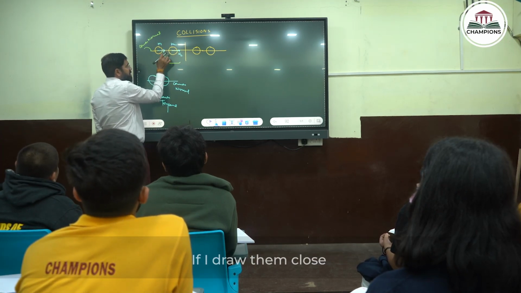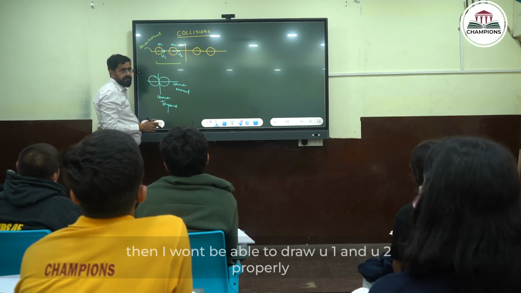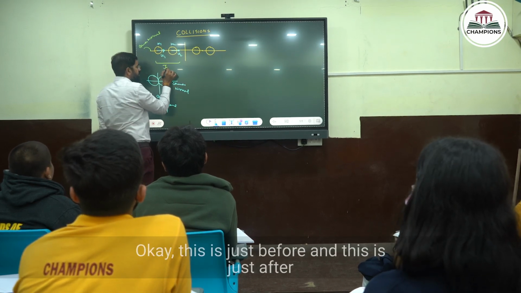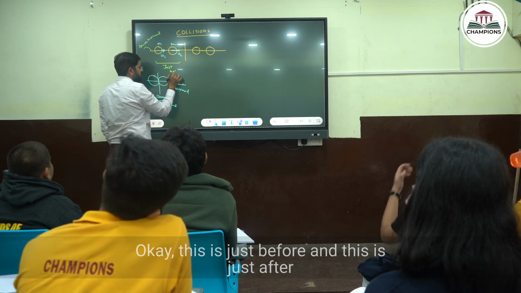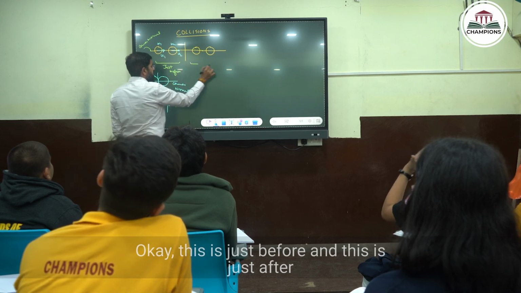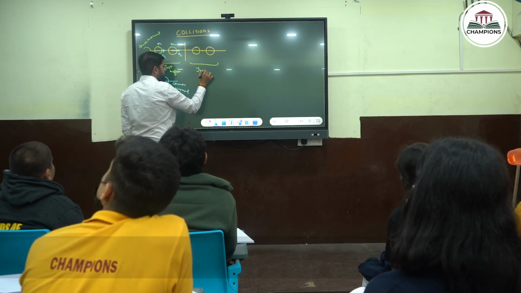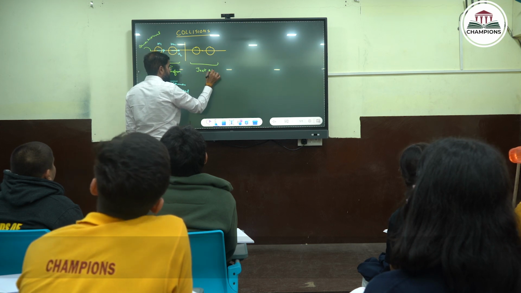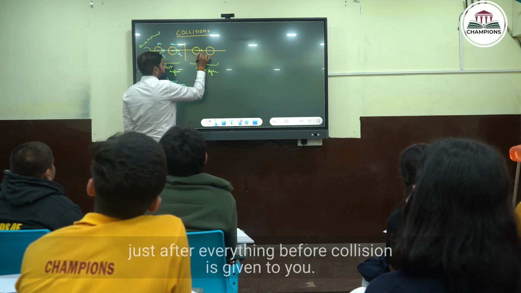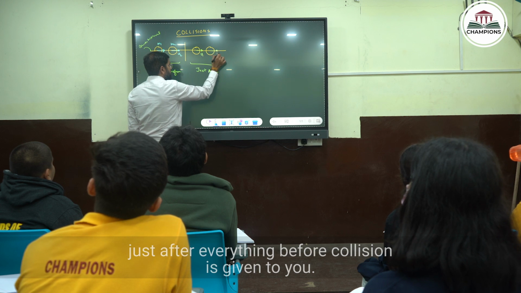लेकिन मैं पास बनाऊंगा तो I won't be able to draw u1 and u2 properly. Okay? So this is just before, and this is just after. Just after, ये v1 and v2 velocity चलते हैं.